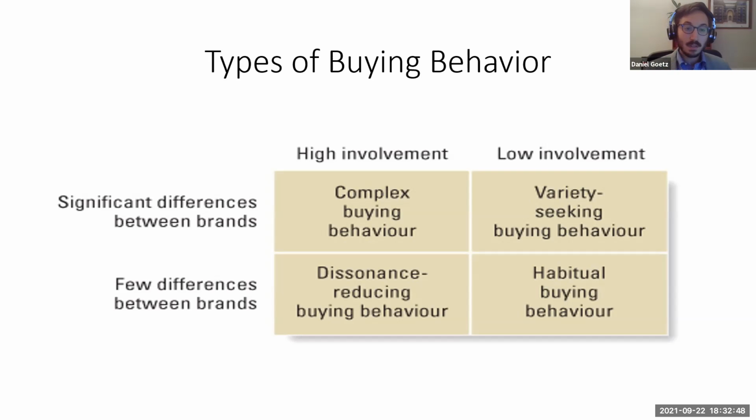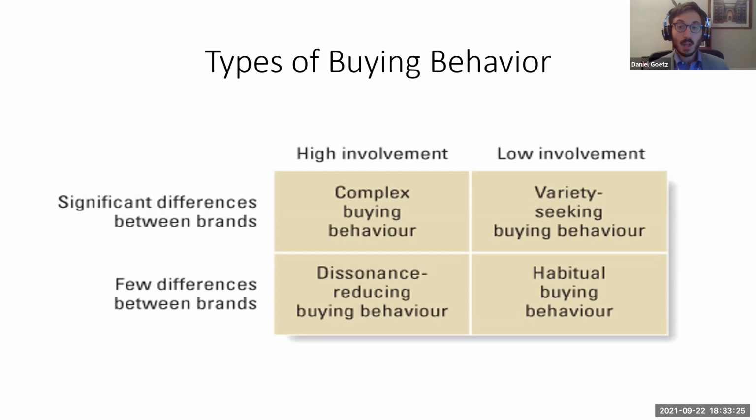So we have another nice 2x2 matrix, right? So our types of buying behavior, we have maybe high involvement versus low involvement, right? Socks are low involvement for sure. And then we have brands where there's big differences between them, where we have to really consider and weigh the alternatives versus a few differences between brands, okay? So bottom right, habitual buying behavior, that would be socks, right? Not thinking very hard, so low involvement of your cognitive processes, few differences between brands. You kind of just grab whatever you want.